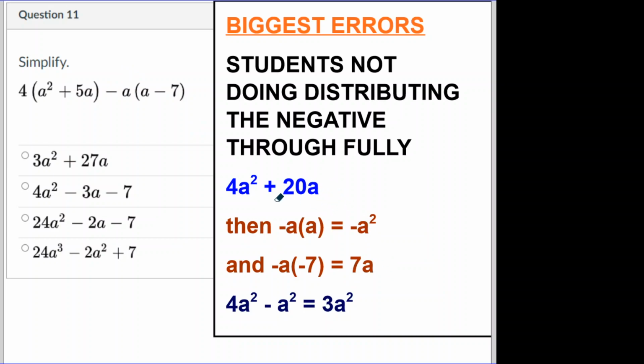And the easiest way to do this, if you're not sure with the squareds, is probably this one. 20a and 7a clearly gives you 27a. 4a squared, take away 1a squared, would give you 3a squared. So it was this answer at the top here.